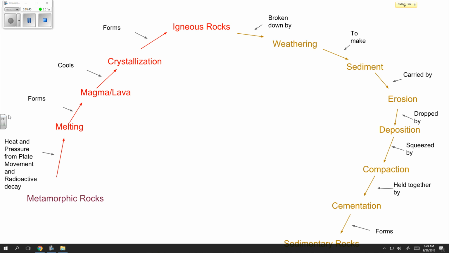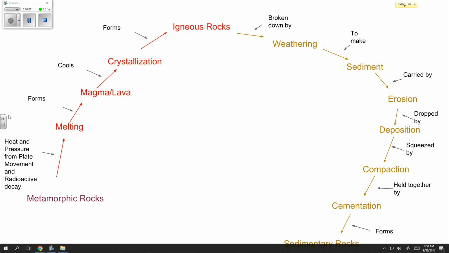The sediment is going to be carried by erosion, and we talked about the different agents of erosion. We talked about wind, we talked about water, we talked about gravity. Those are the agents of erosion, which have some energy associated with them, which means that they're going to be able to carry that sediment certain distances.